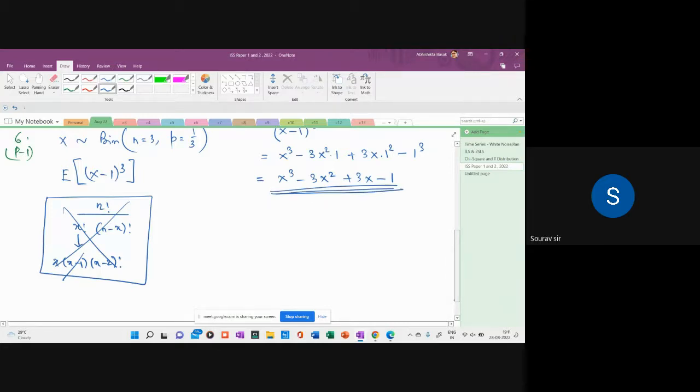So how can we obtain this X cube? You will say that for obtaining X square, that is for obtaining variance, we have actually used too much labor.